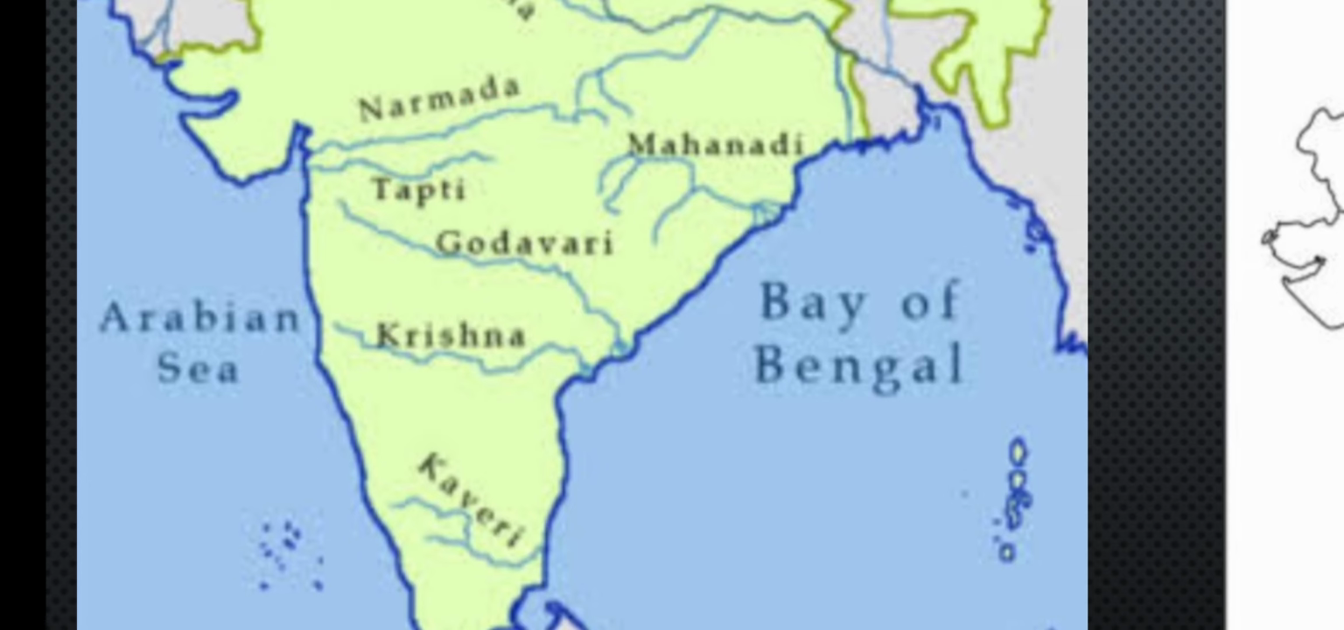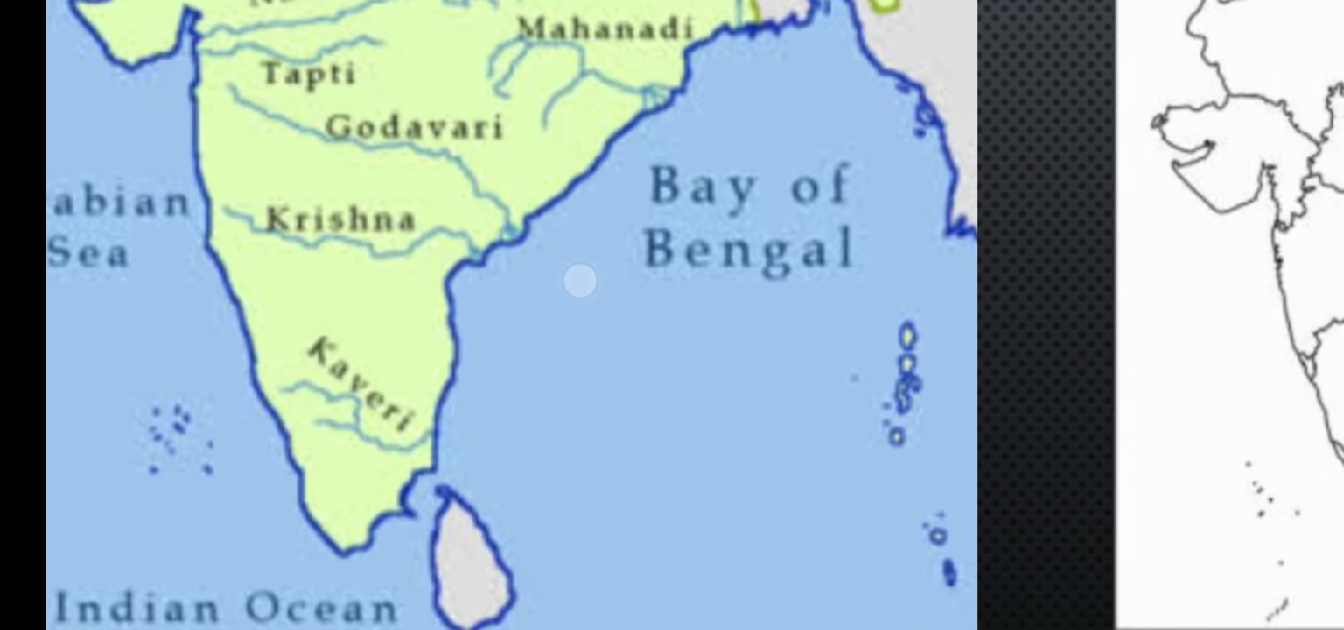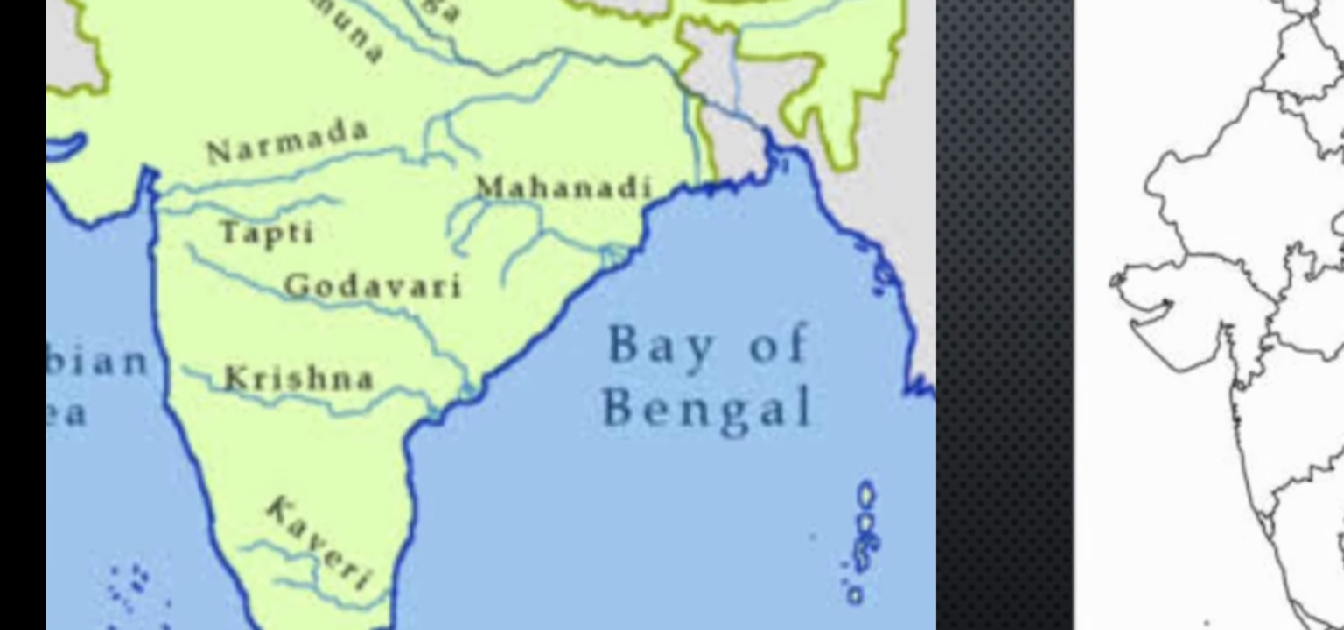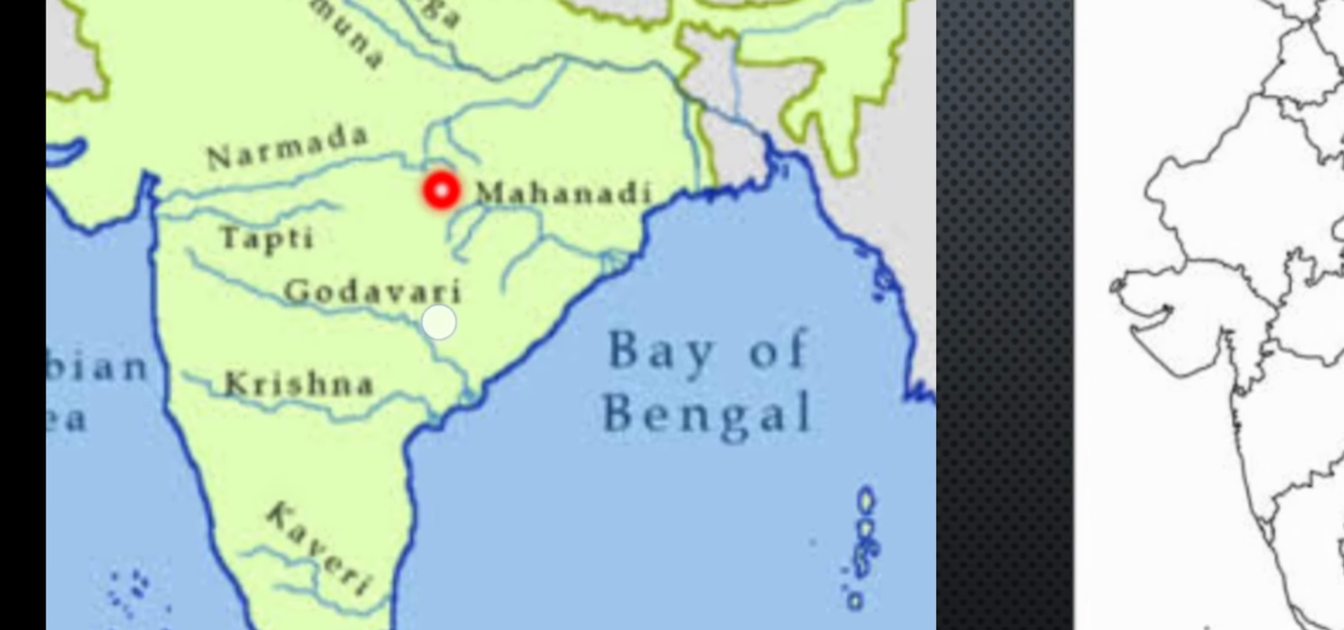Now next is river Mahanadi. You can see Mahanadi is an east flowing river of India. In the highlands of Odisha, river Mahanadi originates and it meets the Bay of Bengal. So from west to east it is moving. That's why this river is called an east flowing river. Not only this one, Godavari, Krishna, Kaveri, all these rivers are east flowing rivers.